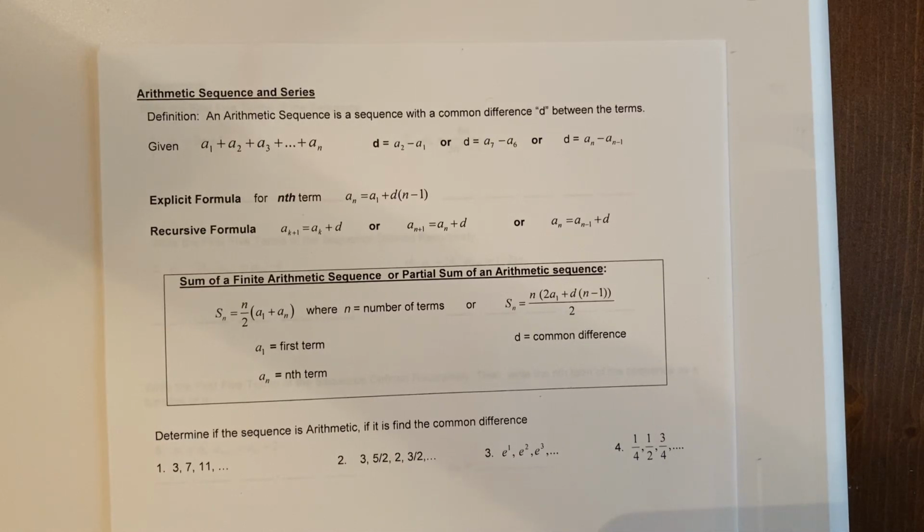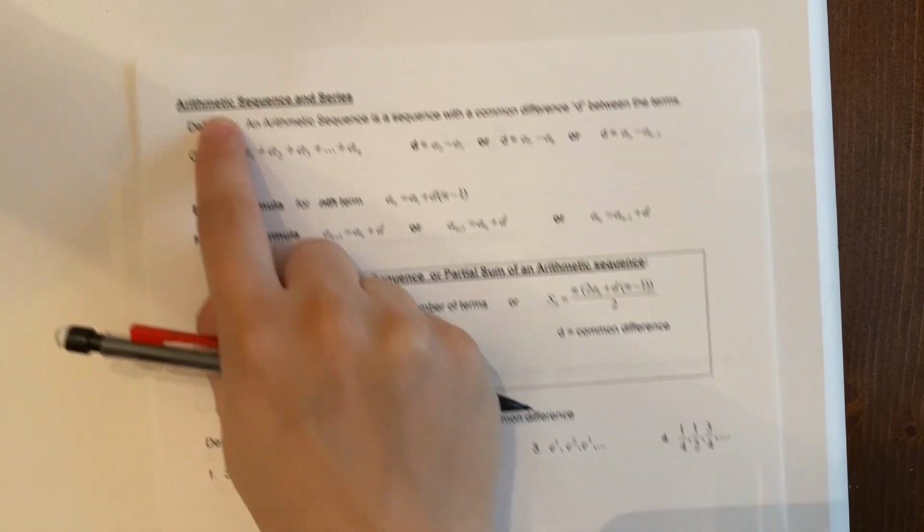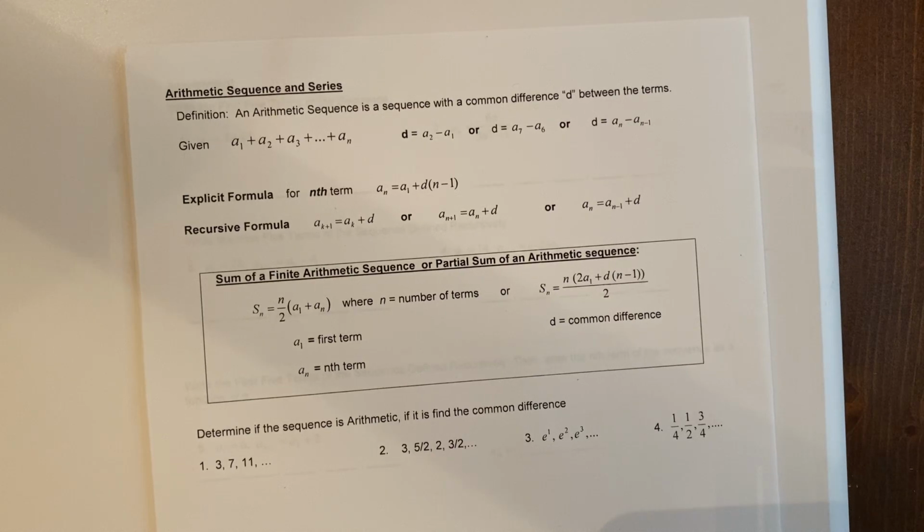There are two types of sequence and series we're going to look at this unit. The first is arithmetic, and the second is geometric. So first we're going to look at arithmetic. The difference between the two is how you get to each term.